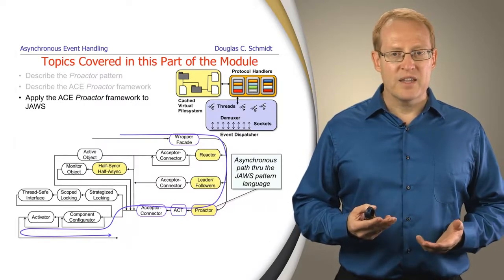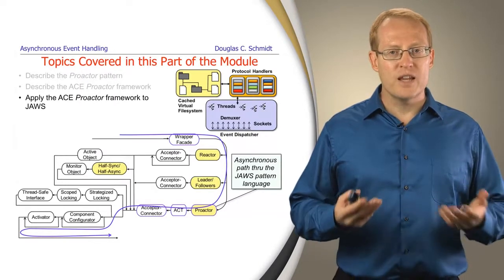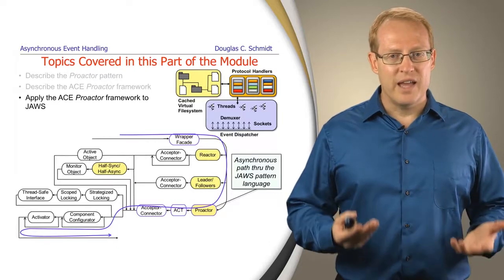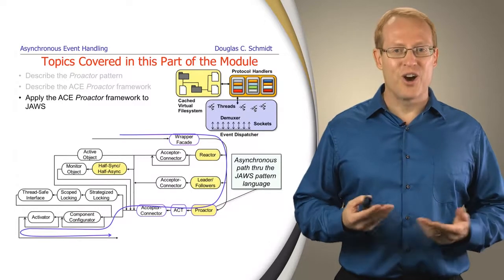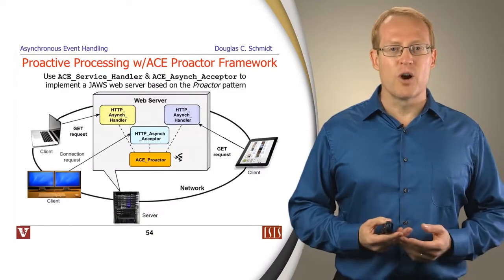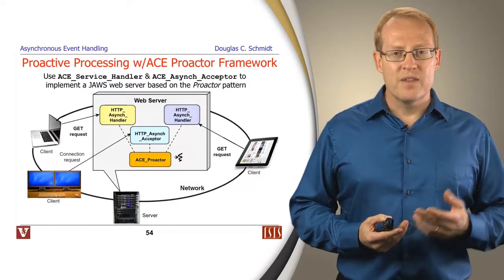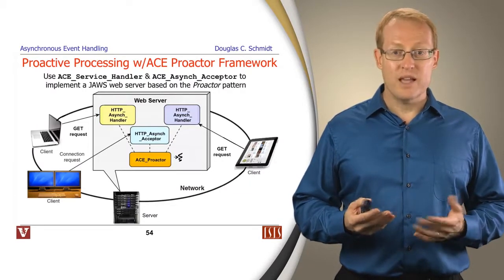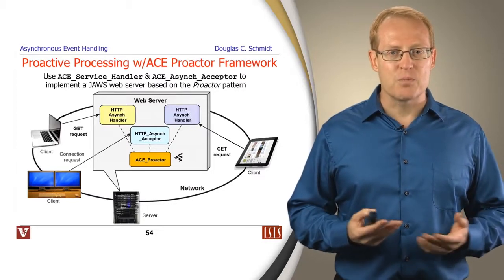This particular path is going to demonstrate the use of asynchronous I/O as a way to initiate connections, handle connections, and handle asynchronous read and write operations that take place after asynchronous connections are completed and established. Let's first take a look at the architecture of our overall solution. We'll be focusing primarily here on the use of the ACE Service Handler and ACE Async Acceptor, as well as the ACE Proactor framework, of course, in order to carry out this asynchronous processing.